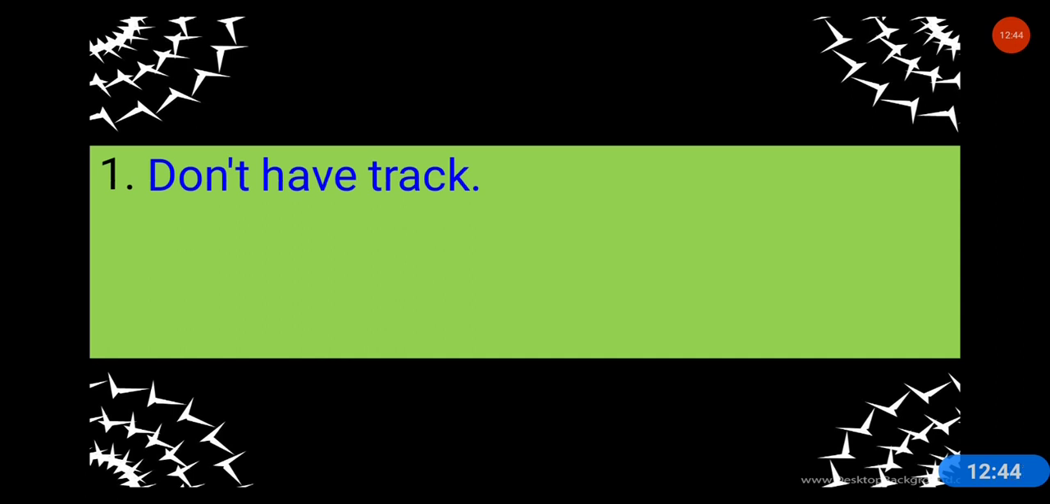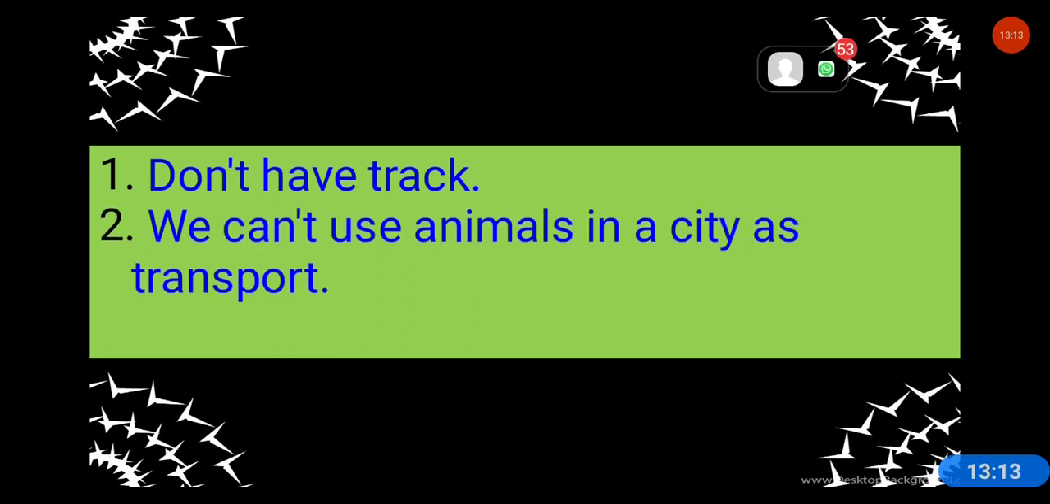In a village, mostly we don't have tracks built to run metro trains, right? In a village there are no metro tracks, or there is no railway line built for the metro trains, right? So we cannot use them to travel there. So we cannot use metro trains to travel in the village. Understand? And we can't use animals in a city as transport, right?